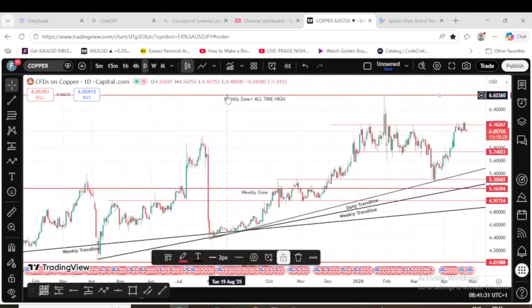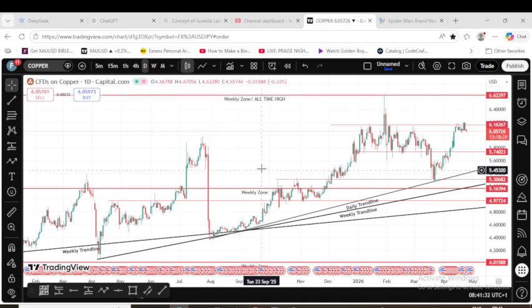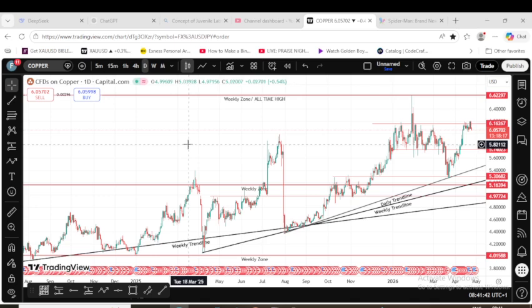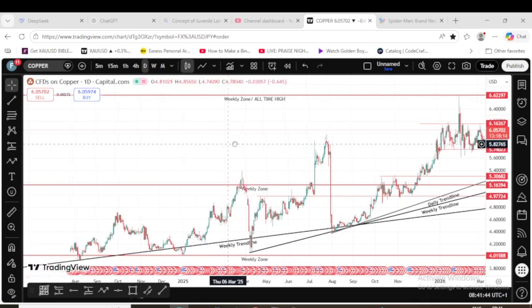Okay, so where were we? We've identified our zones on the weekly time frame as well as our zones on the daily time frame. We've also drawn our trend lines on the weekly and daily time frame. So what next to do is to identify our trend origin and then mark out our market structure.